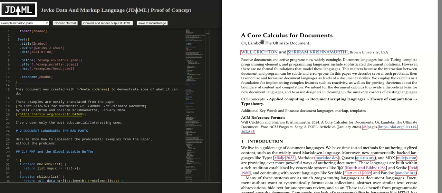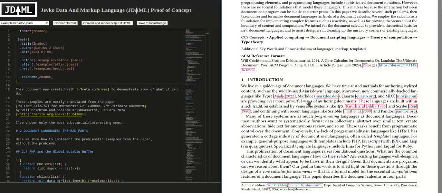little bit about the paper first. It is titled A Core Calculus for Documents, or Lambda the Ultimate Document. These are the authors. And what they try to do here is they analyze a lot of document creation systems, let's say, or document languages as they call them sometimes in this paper, and they try to make sense of them in a systematic way.